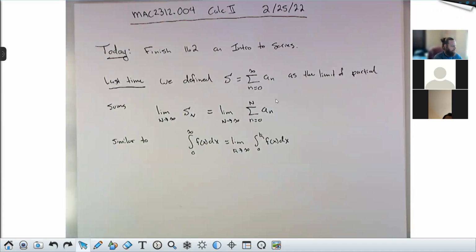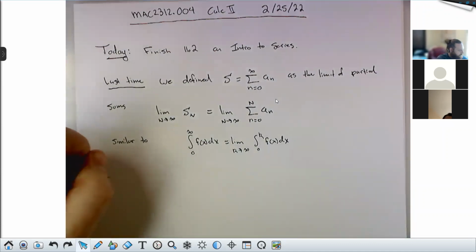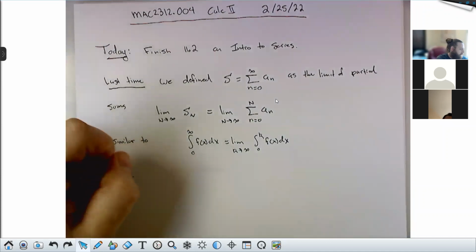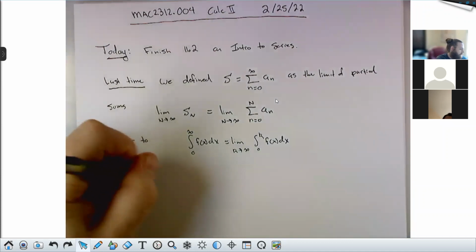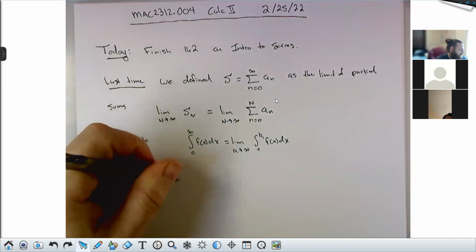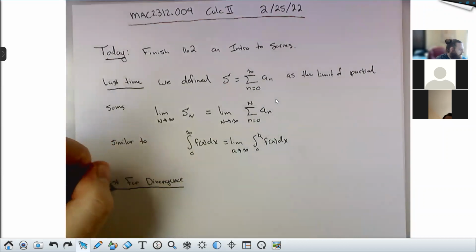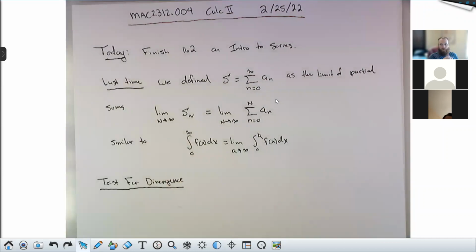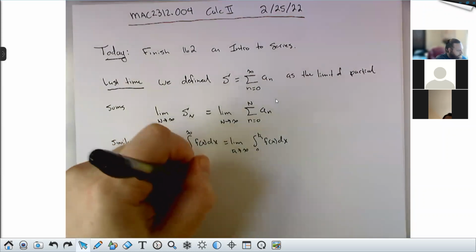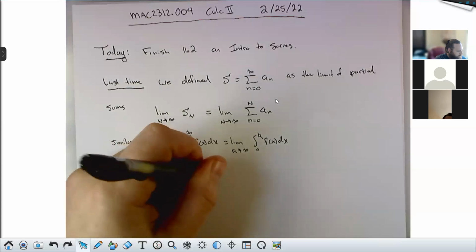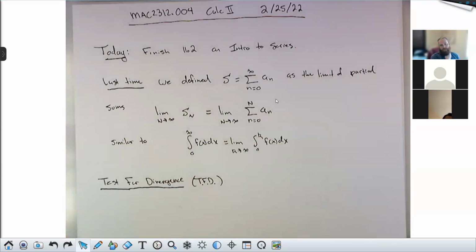The first one is this theorem called the test for divergence, which is maybe a bit of a misnomer because this will not always detect if a series diverges, but it has the ability to, in certain cases, detect whether a series diverges. And I'll abbreviate this as TFD because we're going to write it somewhat often.